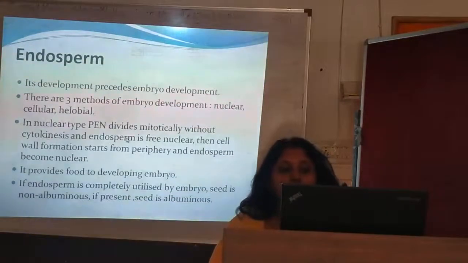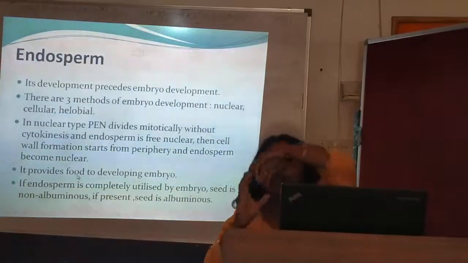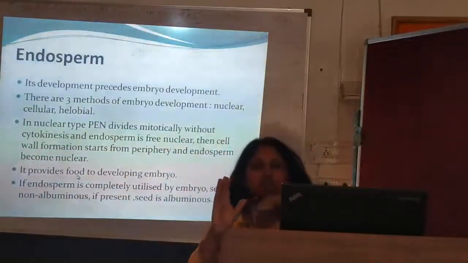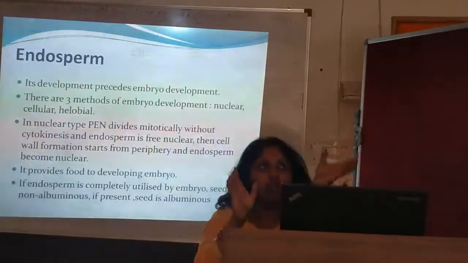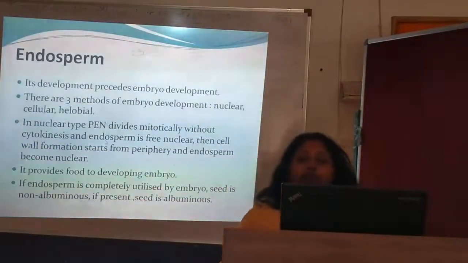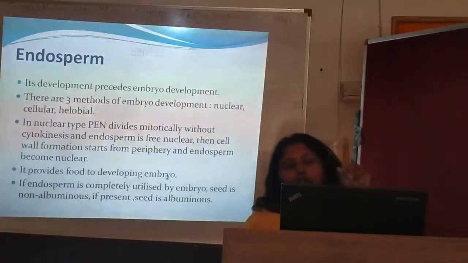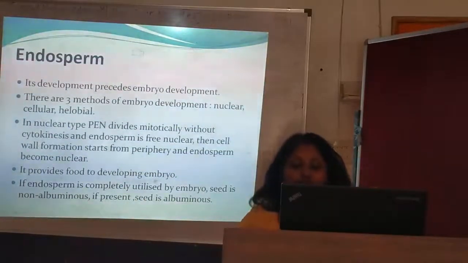Without cytokinesis, in endosperm there will be free nuclei and the cell wall starts forming at the periphery, and endosperm becomes nuclear. The cells will move to the periphery, to the end part, and that is how the development of the endosperm will be nuclear. What is endosperm? It is providing nourishment or food to the embryo.